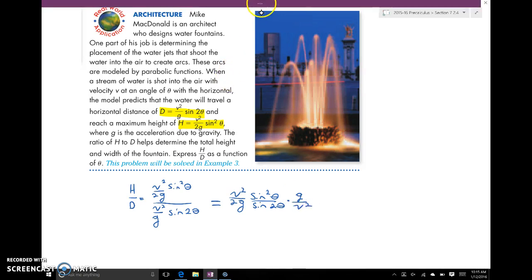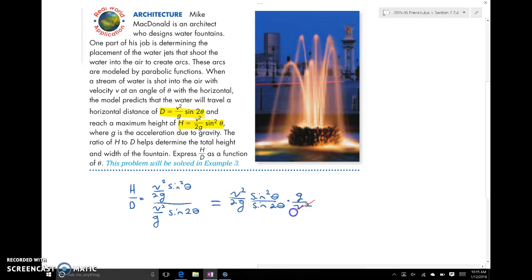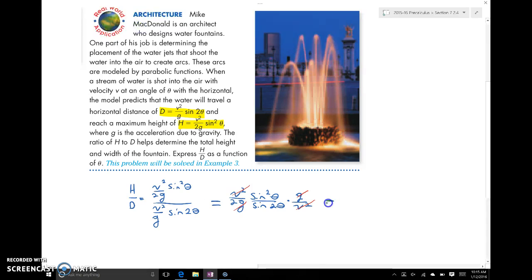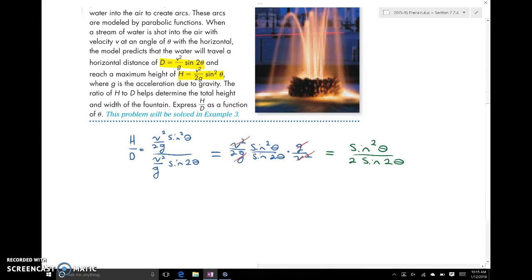Alright, so now it's a little bit easier to see what's going on. So these v squareds are going to cancel out. G's are going to cancel out. And we'll just be left with okay. So we can still simplify this by using the new identities that we learned yesterday.